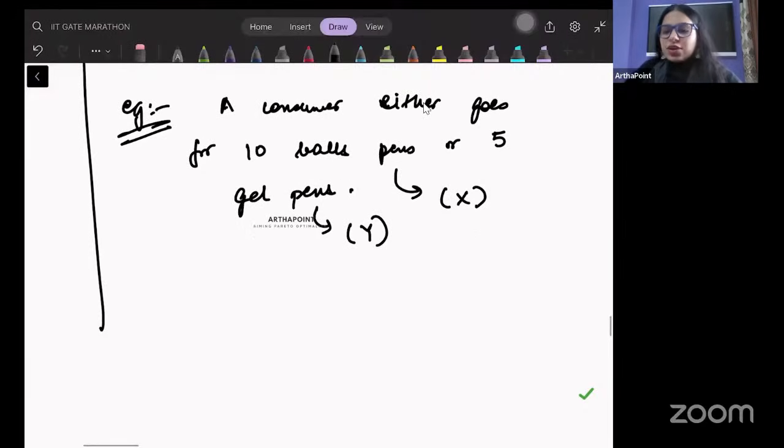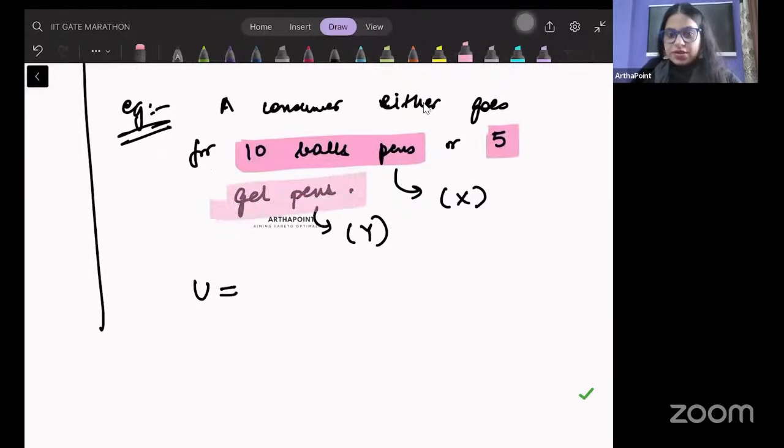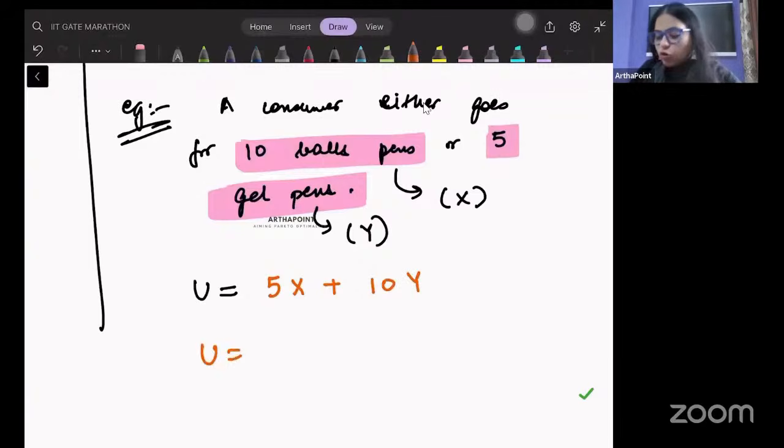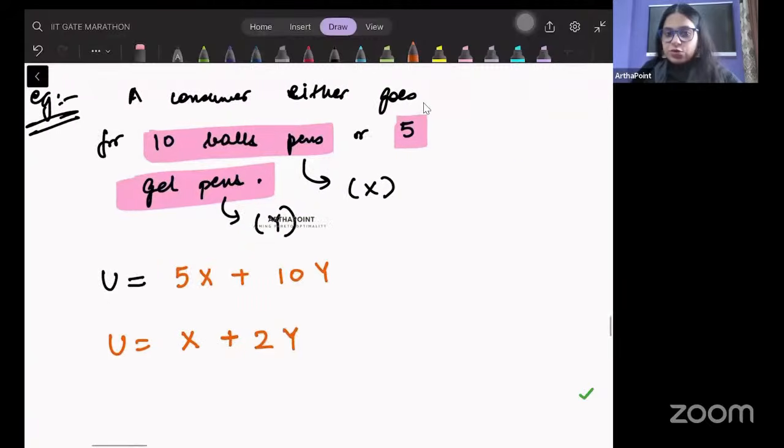Now, I mean, you can think of some other substitute code also. So now your utility function will be, so I either go for 10 ball pen or I go for 5 gel pen. So the way to write this utility function should be, you can either write it directly or you can find in ratio. मैं दोनों समझा देती हूँ. So either you can write 5x plus 10y, or because the ratio is 1:2, you can find x plus 2y. अब देखो ध्यान से.